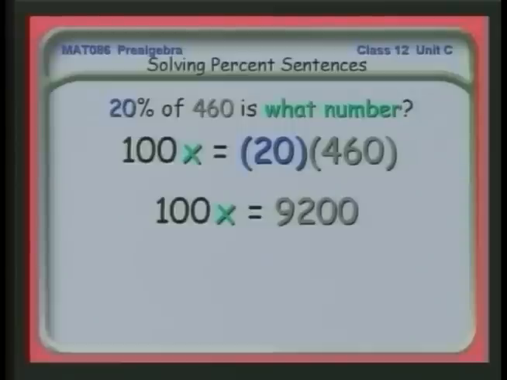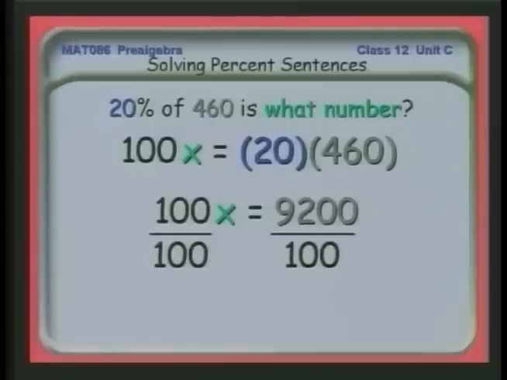What should I do next? I need to get x by itself. Let me divide both sides of this equation by 100 to get x by itself. I see on the right I have 9200 divided by 100. I see I have two zeros in the 9200 and two zeros in the 100. Canceling those out is the same thing as dividing the numerator and denominator by 100. When I solve for this, I get that x is equal to 92. Therefore, we can say that 92 is 20% of 460.